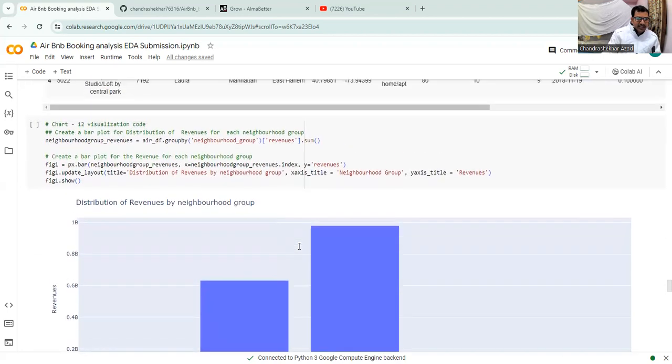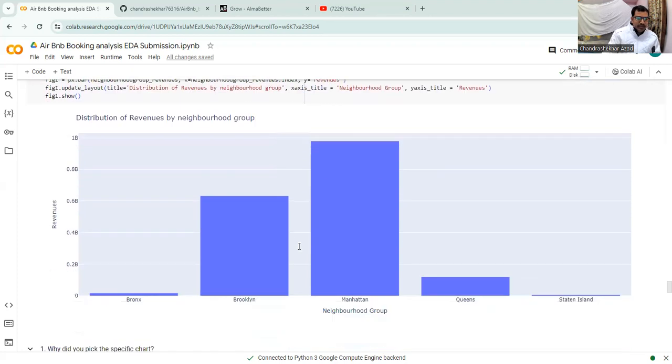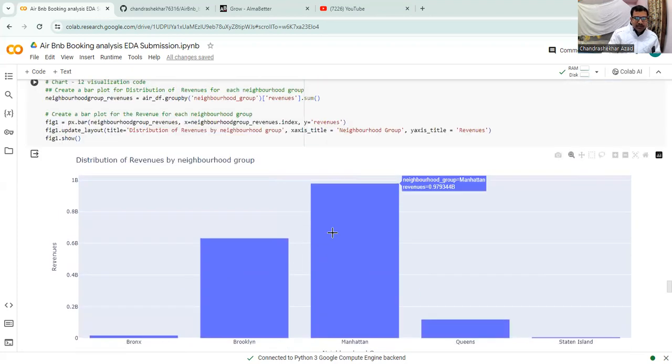The next chart is the distribution of revenue over neighborhood groups. Here Manhattan contributes about 1 billion, while Brooklyn contributes about 632 million. Queens contributes about 119 million of revenue.